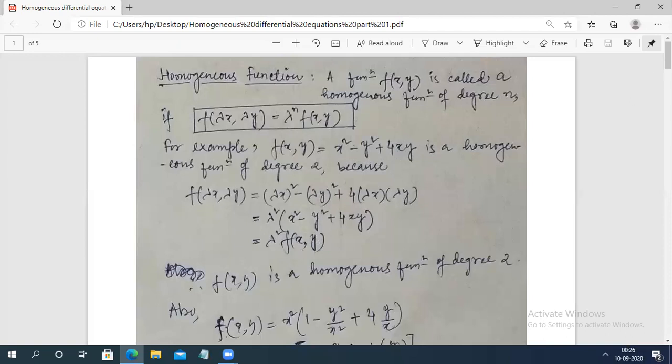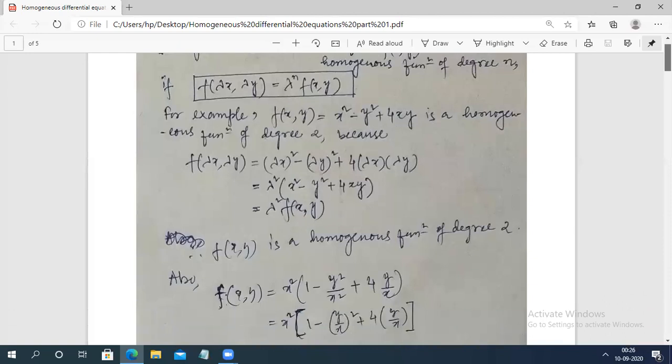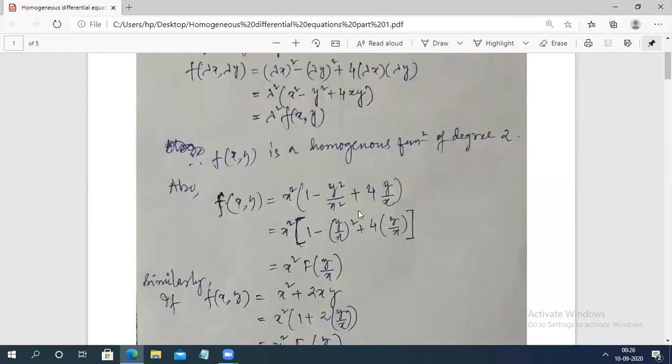Now the same function can also be written in the form of y by x. How? If we take x square common, then what will happen? It will be 1 minus y square upon x square plus 4y by x. So this is x square f of y by x. So if the given function is homogeneous, then it can also be written in the form of x raised to the power the degree of that homogeneous function into f of y by x.